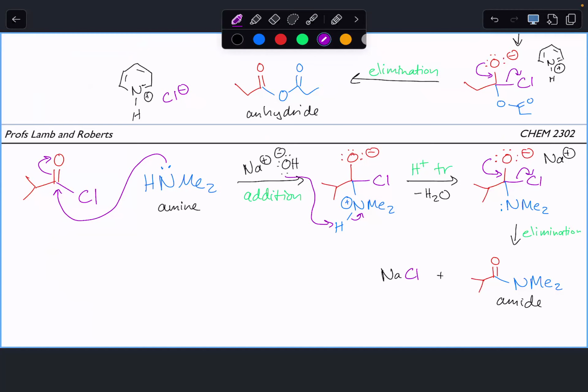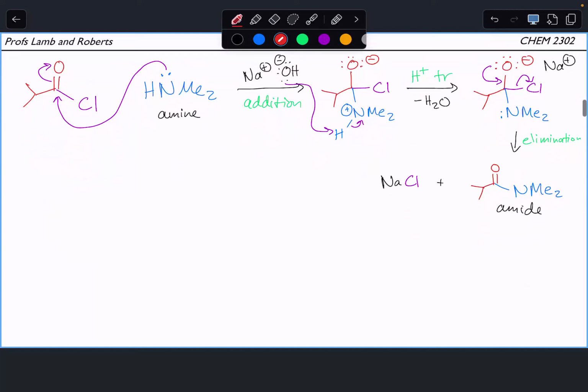Okay, so we did anhydrides, we did amides. We could also do esters, right? So we could do some acid chloride plus an alcohol or an alkoxide. So I'll just draw an alcohol in this case. Again, if you are not starting with the alkoxide, you do need to add in an extra base. So again, I'll use pyridine as an example.